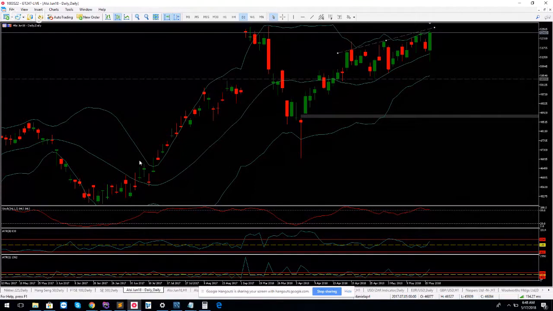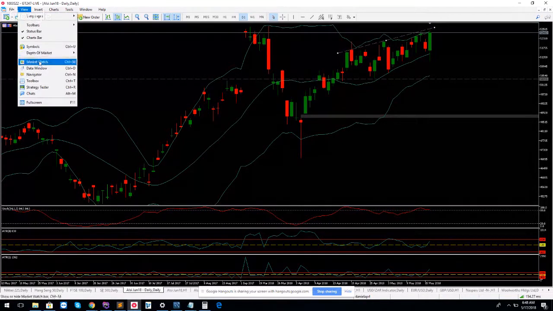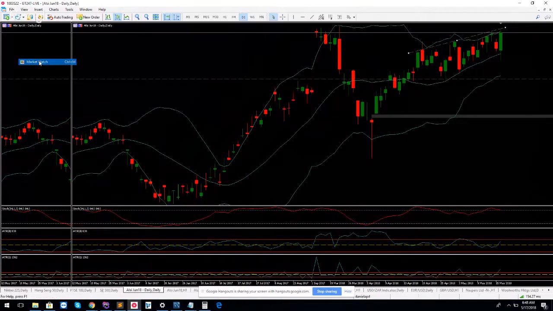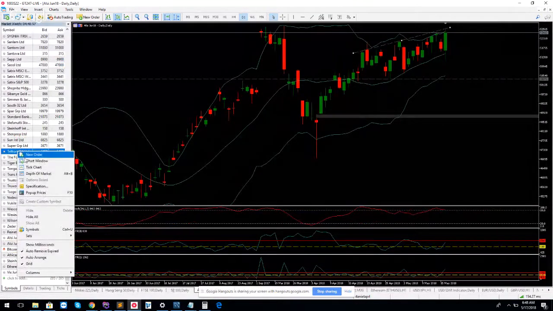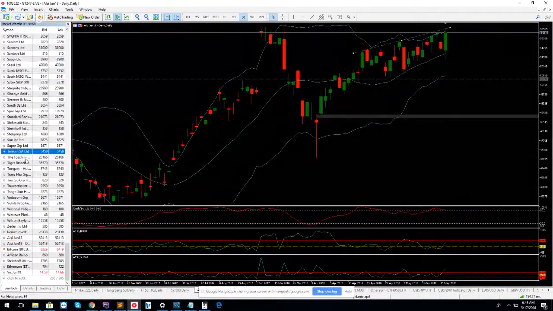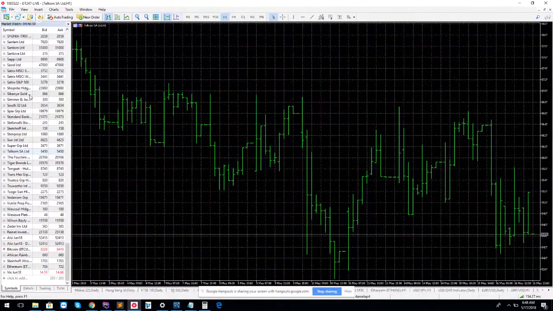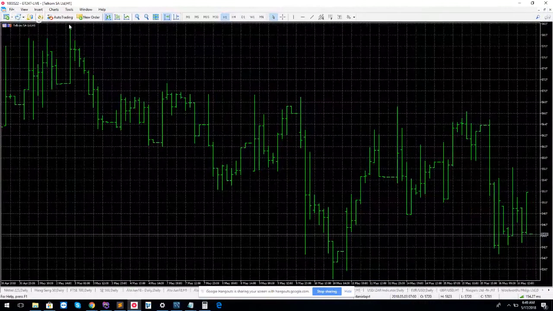So first of all, let's have a look at a chart. You guys watched the previous video, we go to Market Watch. Let's just go and grab one of them. It says here Telkom SA. We add our chart. So that's a default view of Telkom SA. So there are three different kinds of charts, three different kinds of ways that the price representation can be presented.